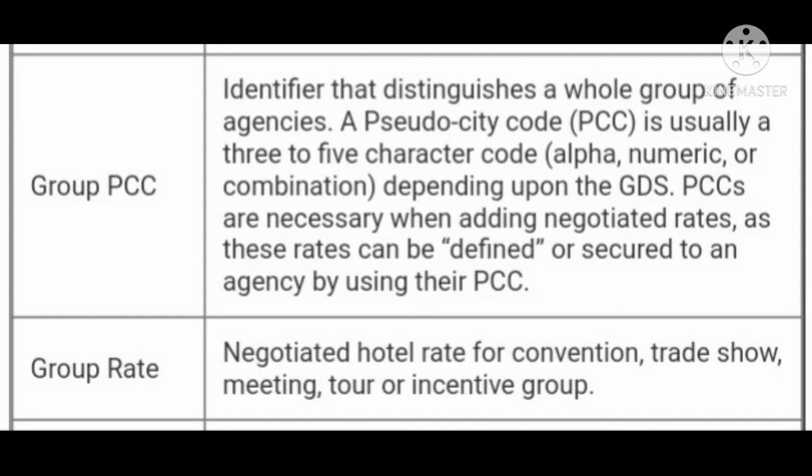We will go to the group PCC, an identifier that distinguishes a whole group of agencies. A pseudo city code, or PCC, is usually a 5-character code, alpha, numeric, or a combination, depending upon the GDS. PCCs are necessary when adding negotiated rates, as these rates can be defined or secured to an agency by using their PCC. Then the last one is the group rate, a negotiated hotel rate for convention, trade show, meeting, tour, and incentive groups.